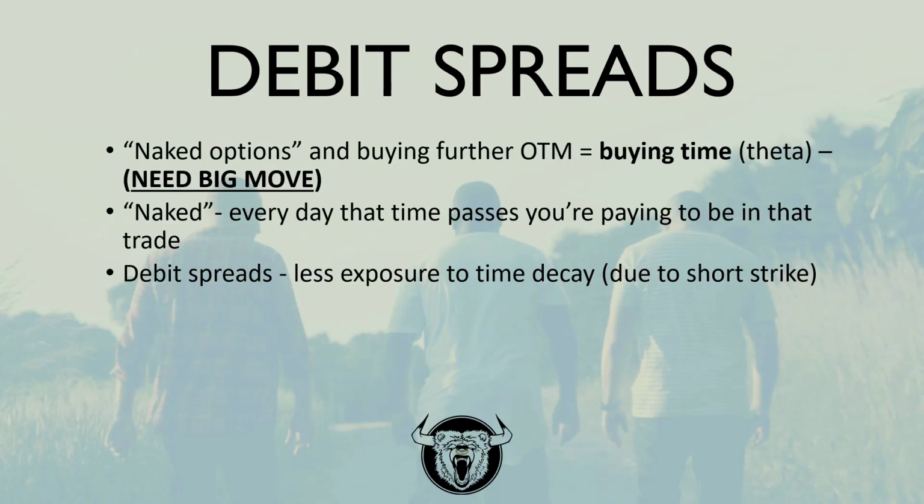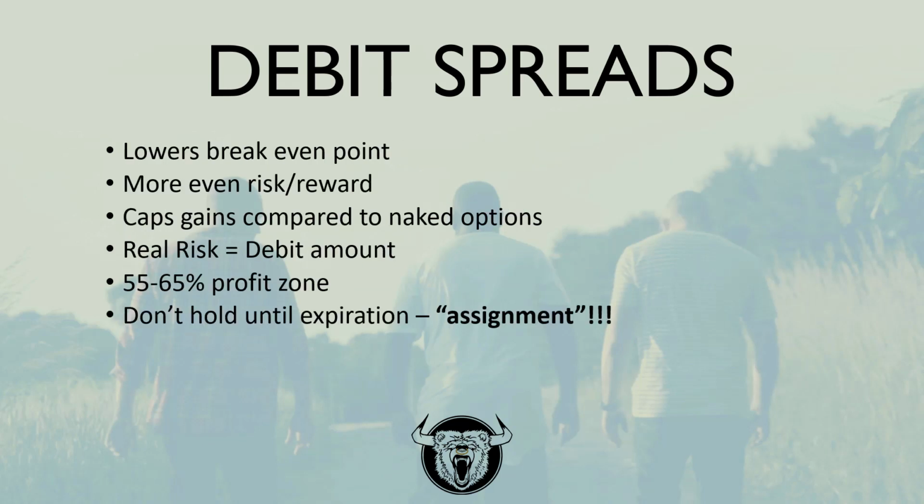With trading naked options and buying further out of the money contracts, you're buying time. So if you're an options buyer and you're buying out of the money, time is working against you, and time is otherwise known as theta in options. You need a big move or a bigger move in the underlying stock in order to have the options contract going your way and profit if you're just directional and being a buyer of options. And when you're naked, every day that time passes, you're in that trade. Now, debit spreads give you a little bit less exposure to time decay due to the short strike that you're selling, which I'll show you.